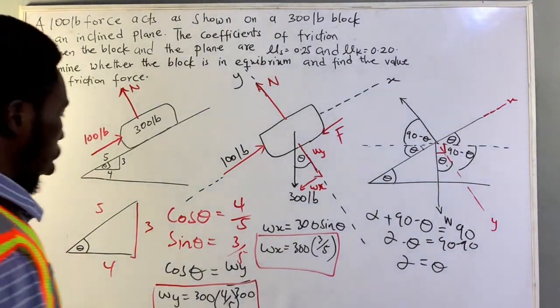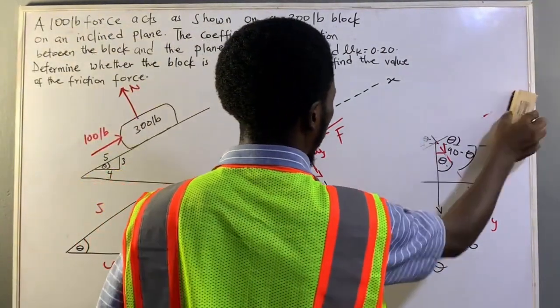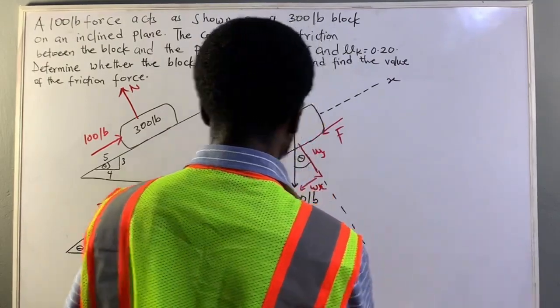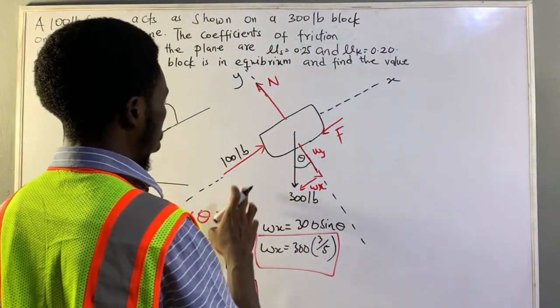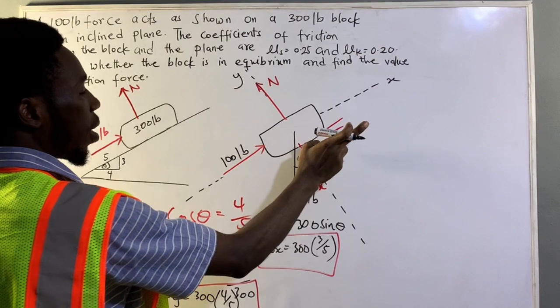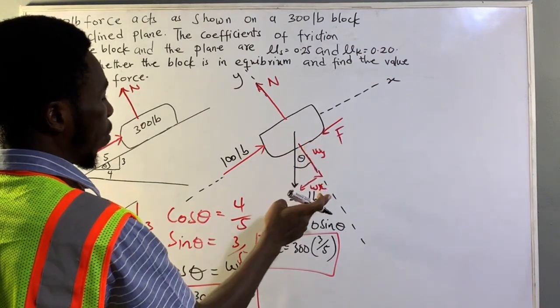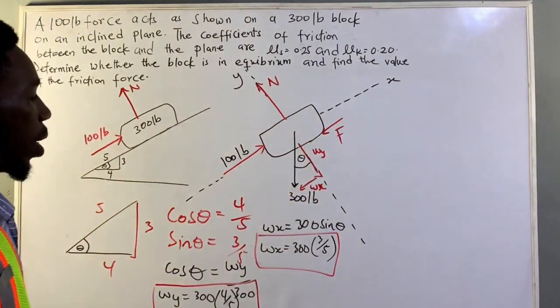Okay, so now let me clean this so that we can continue. Now the question is, we should determine whether the block is in equilibrium. So how are we going to know if the block is in equilibrium? Let's consider the forces in the X axis direction and the forces in the Y axis direction. So considering the forces in the X axis direction, we have this force, we have the friction force, and then we have the components of the weight force in the X axis direction, right?